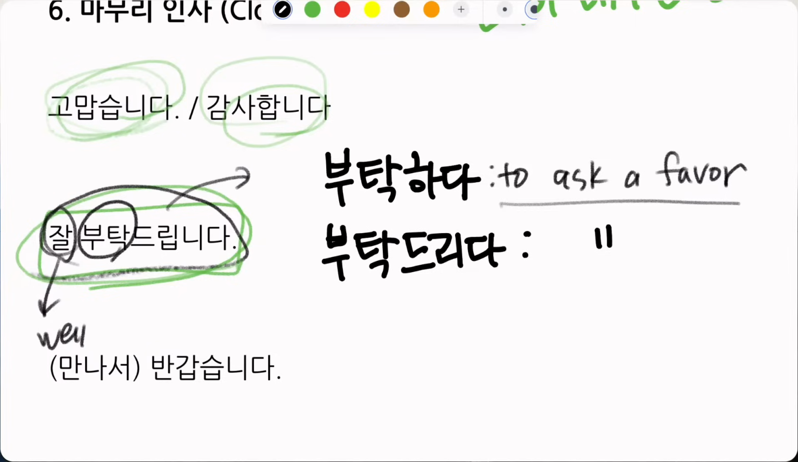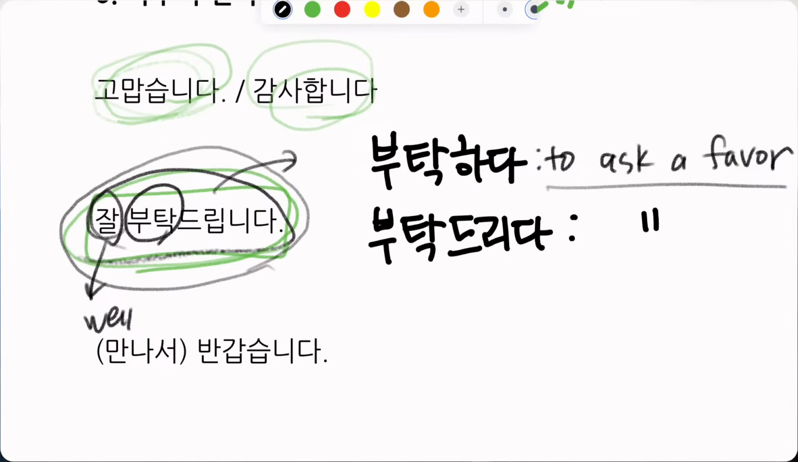Like, is it at work? Is it school? A circle? A club? If it's at work, for example, it's like, I ask you a good favor to consider me a good coworker or a good employee. If it's at school, it's like, I ask you a good favor to consider me a good classmate, a good student. So in English, this is like saying, I look forward to working with you, or I look forward to getting along with you. 잘 부탁드립니다.